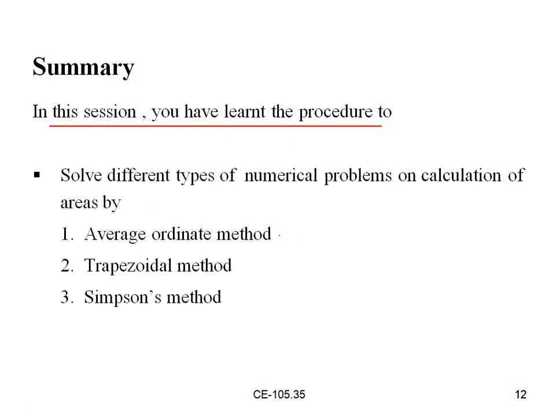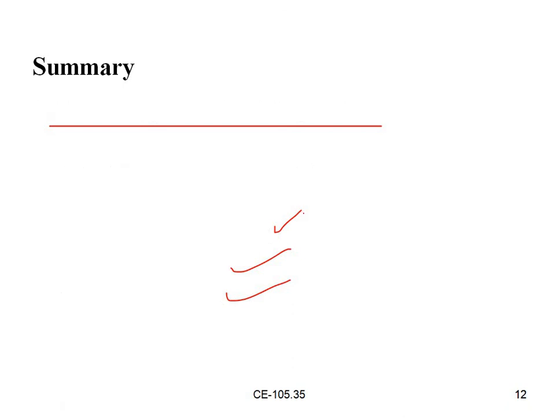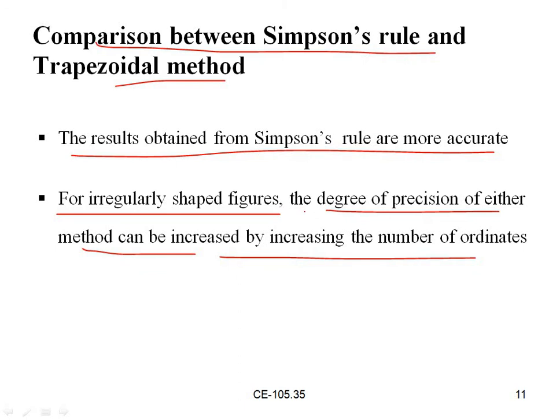Finally, the summary. In this session, we have learned solving problems by Simpson's method. In the previous classes, we have seen the average ordinate method and the trapezoidal method. These methods are used for the calculation of areas in the field. So irregularly shaped figures can also be calculated with the help of these three methods. So these are the topics regarding chain survey.